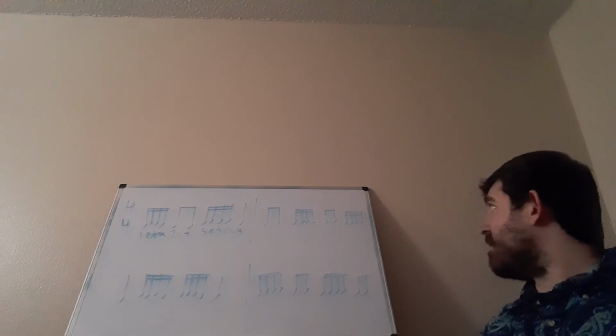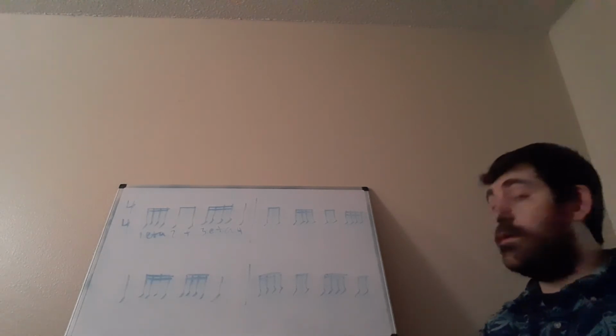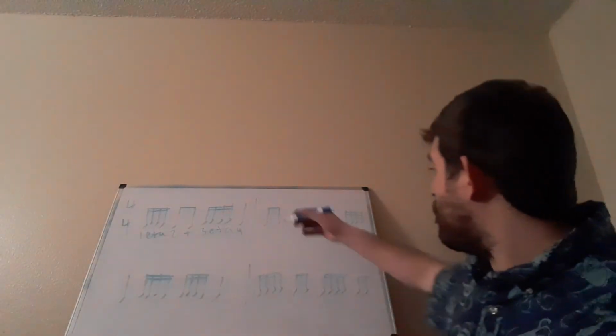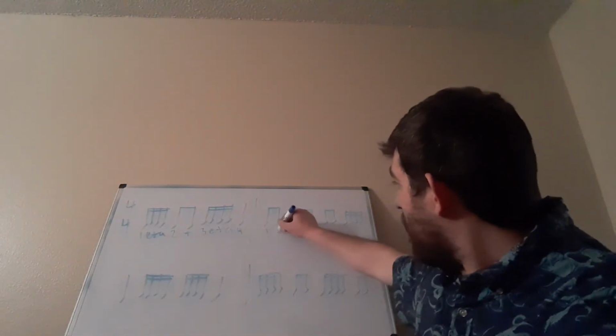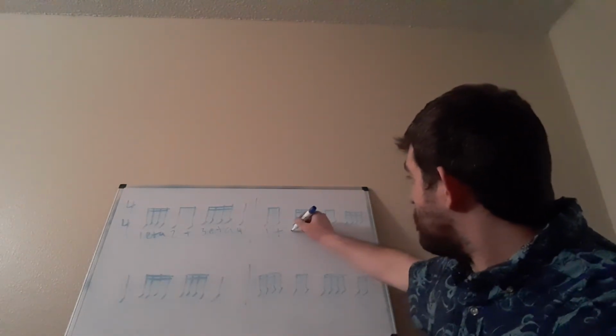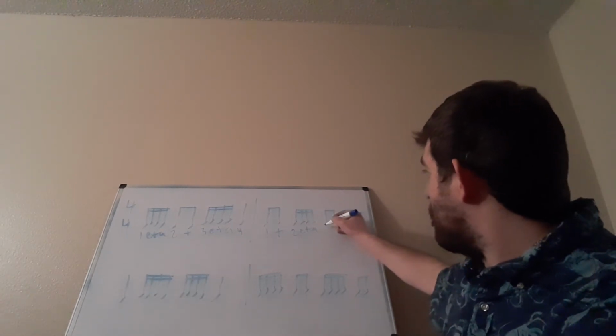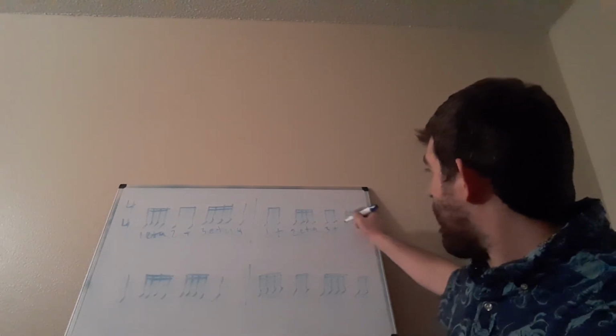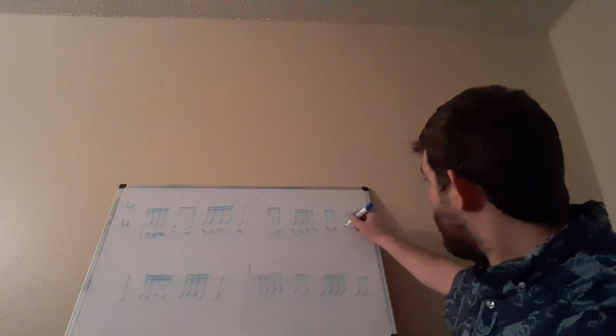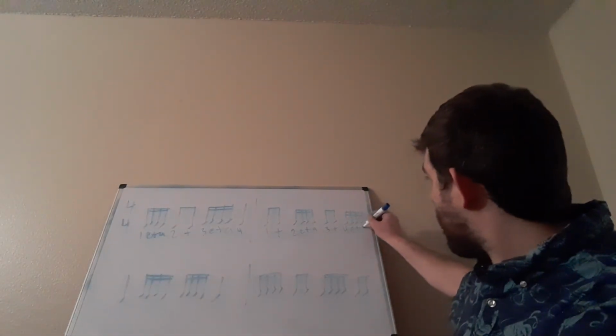Second measure, 2 eighths, 4 16ths, 2 eighths, 4 16ths. So, eighth notes. We remember from last time, we count them as 1 and 2 and 3 and 4 and. So, this will be 1 and, 16th notes, 2 E and a. Eighth notes, 3 and, 16th notes, 4 E and a.